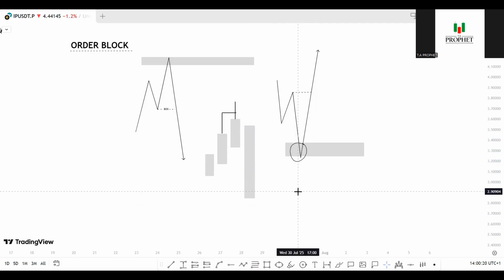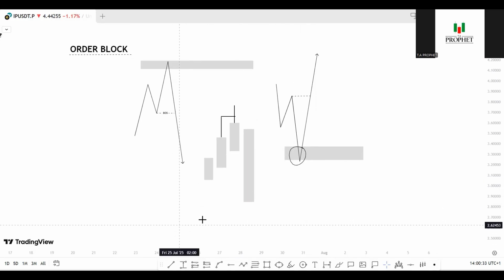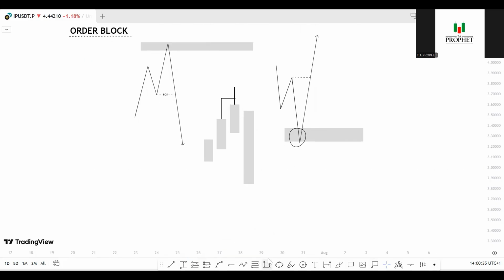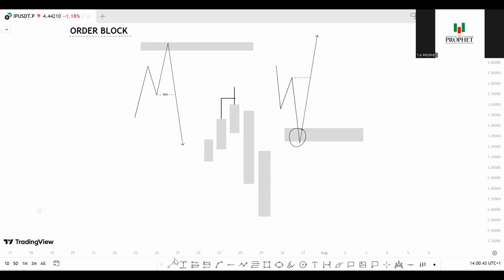In case you don't know what a fair value gap is, that is not the purpose of this video, but I will explain what a fair value gap is in another video. But let's just do a casual, standard explanation of what a fair value gap is. Now, this is the order block candle we're looking at.